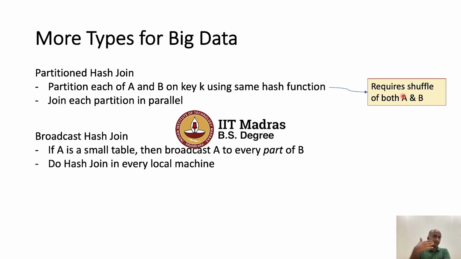And shuffle, like we spoke about in one of the earlier classes, requires data to be transferred over the network. That could be problematic if the size of A and B are large, even if the size of just one of them is large.